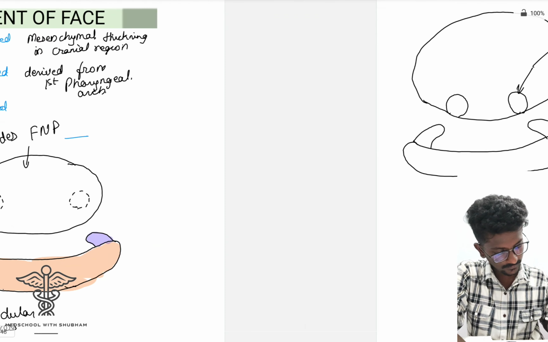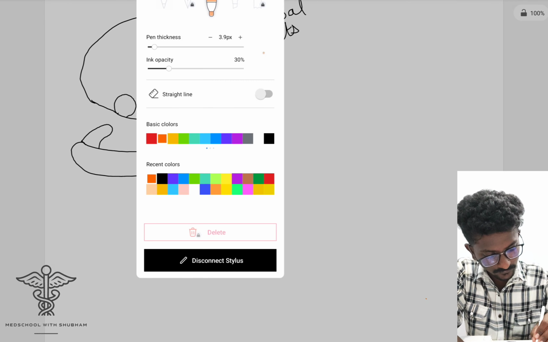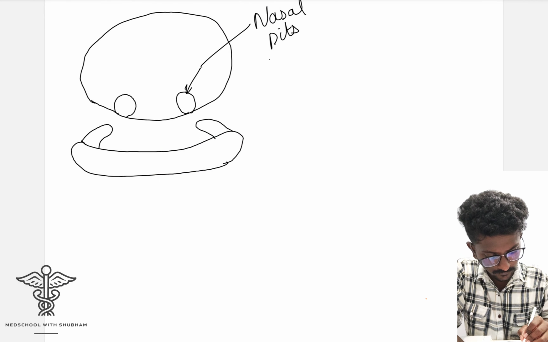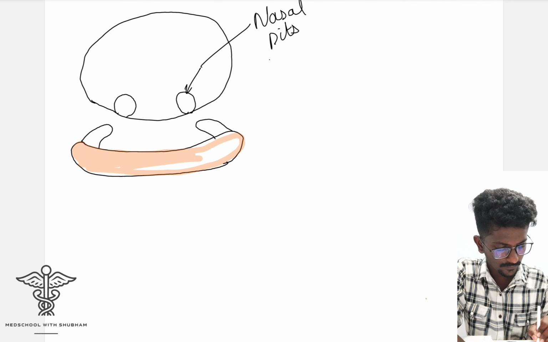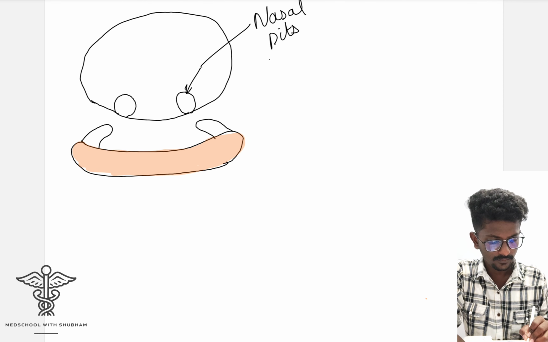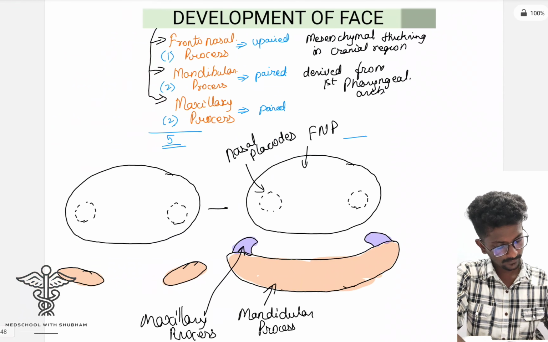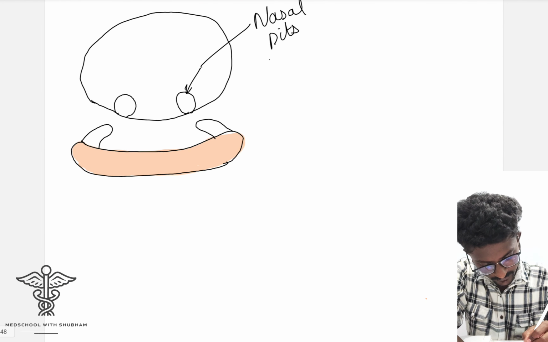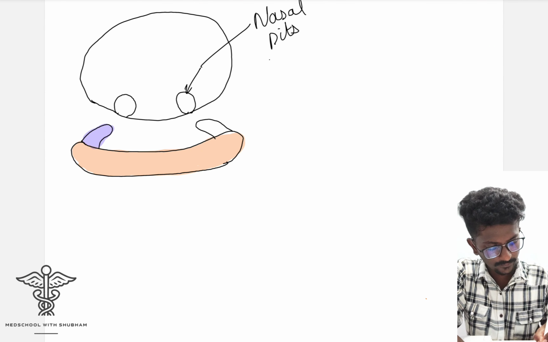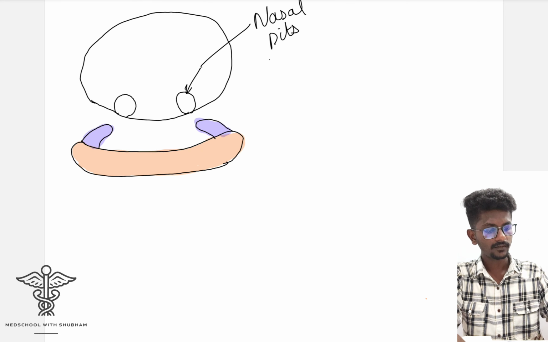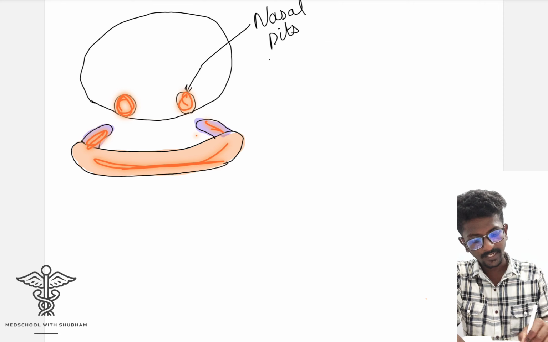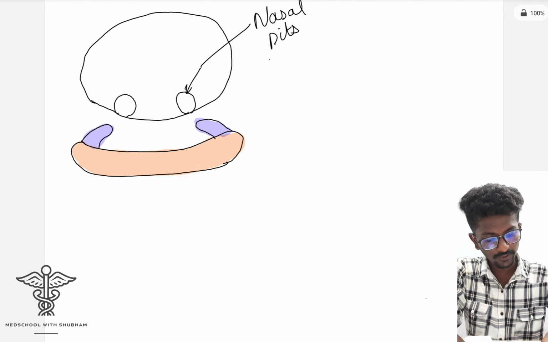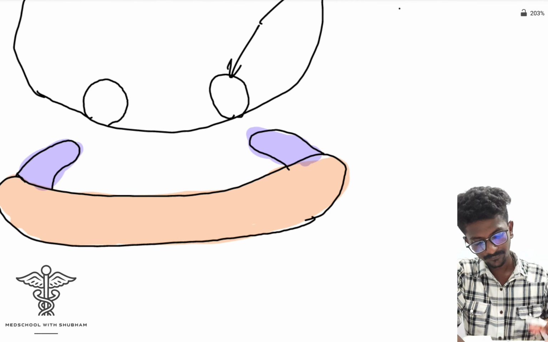Let's color these. This is the mandibular process, and this is the maxillary process. Mandibular process, maxillary process, nasal pits, and the frontonasal process. Now what happens in the further step?